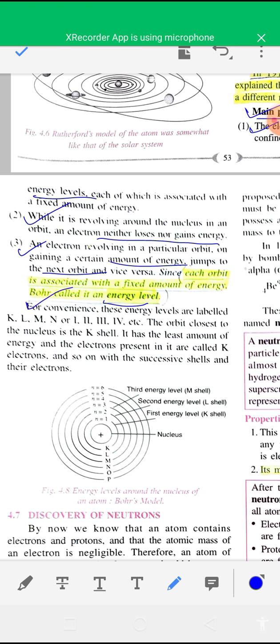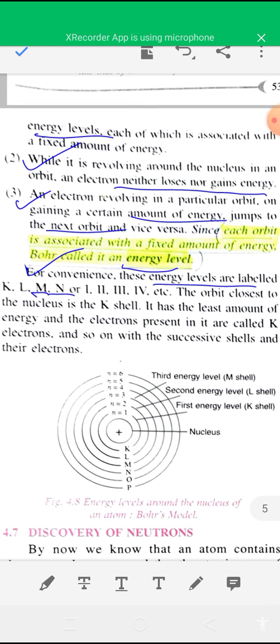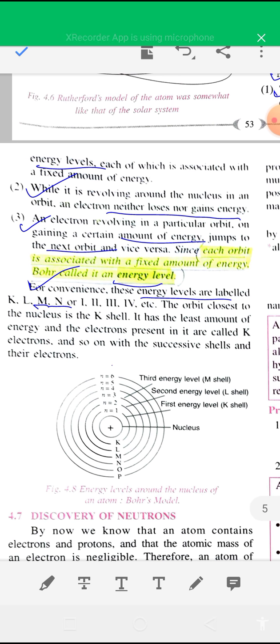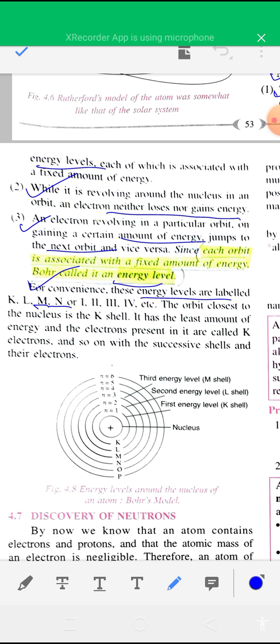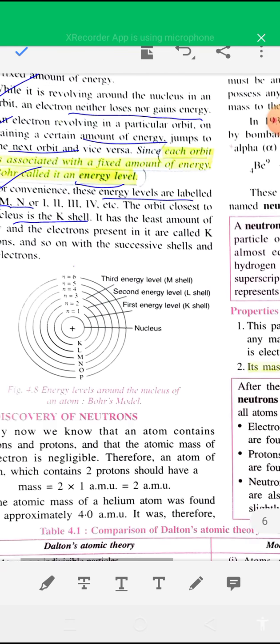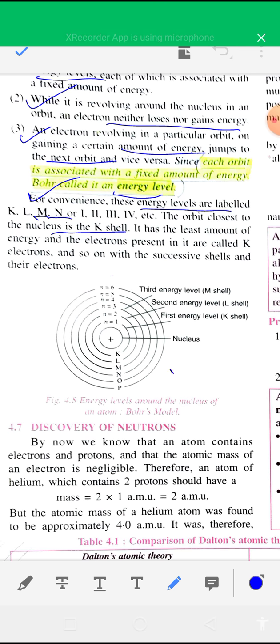Niels Bohr said that the electrons revolve around the nucleus in different circular paths, and these circular paths or energy levels were designated as K, L, M, N. These are energy levels around the nucleus. Electrons revolve around a nucleus in different shells: the first shell is the K shell, the second is the L shell, the third is the M shell.